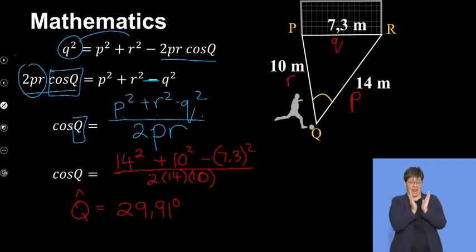Okay, which means the angle at which he can score the goal, this angle here, is 29,91 degrees.